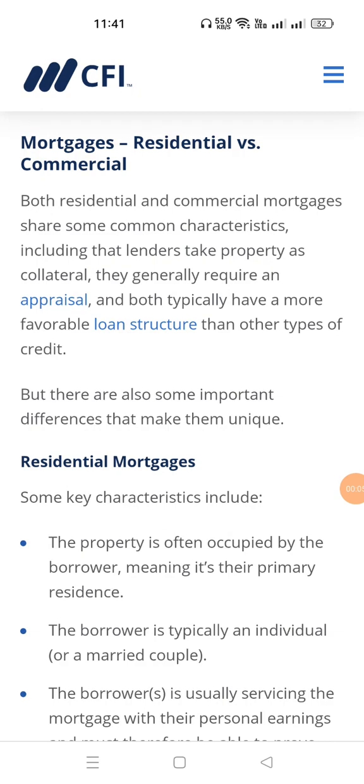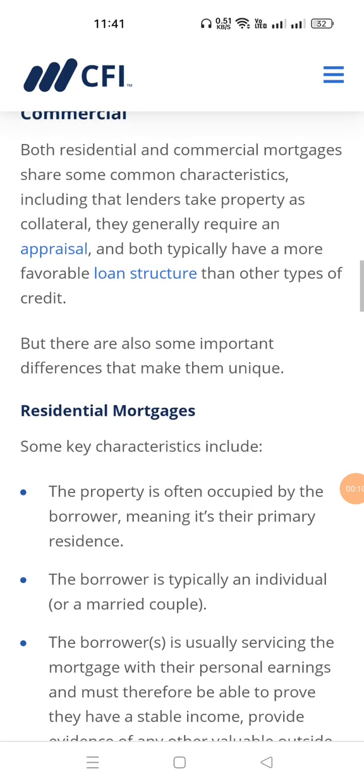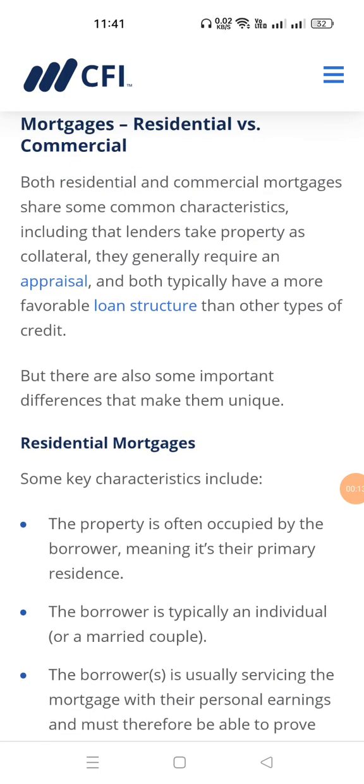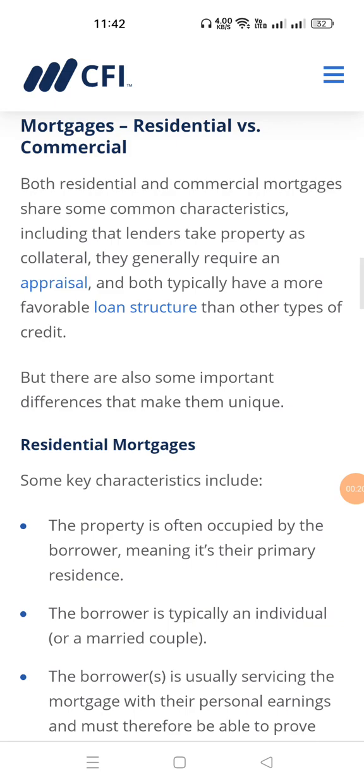Today my topic is mortgage: residential versus commercial. Both residential and commercial mortgages share some common characteristics, including that the lender takes property as collateral. They generally require an appraisal, and both typically have a more favorable loan structure than other types of credit. But there are also some important differences that make them unique.